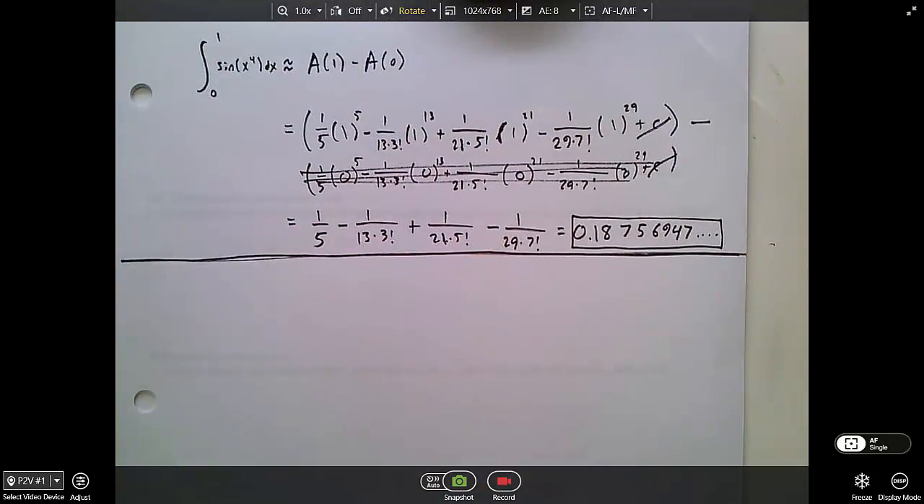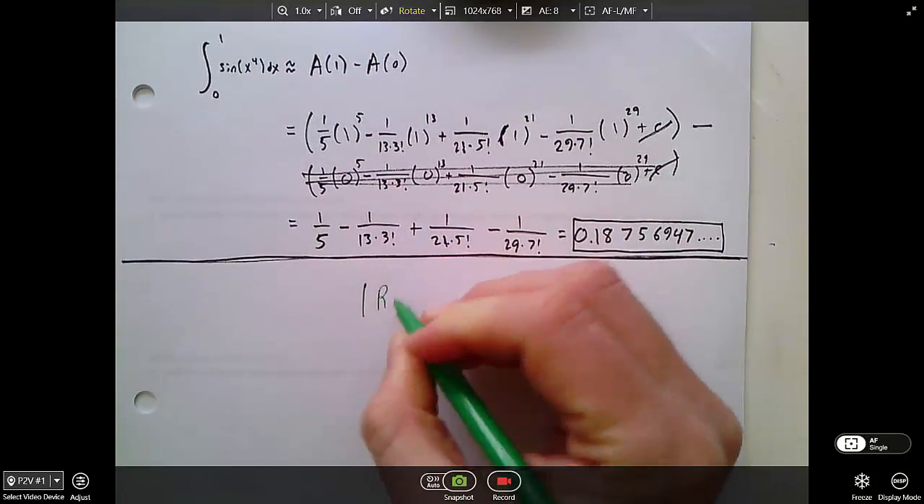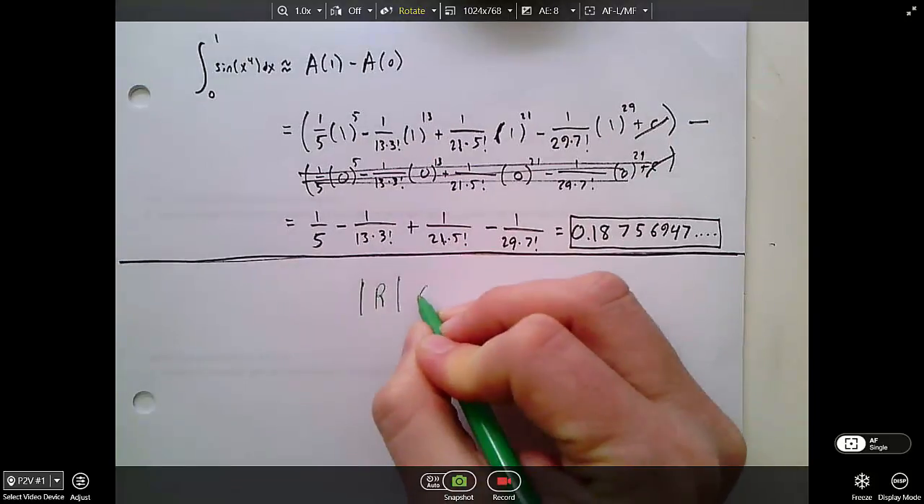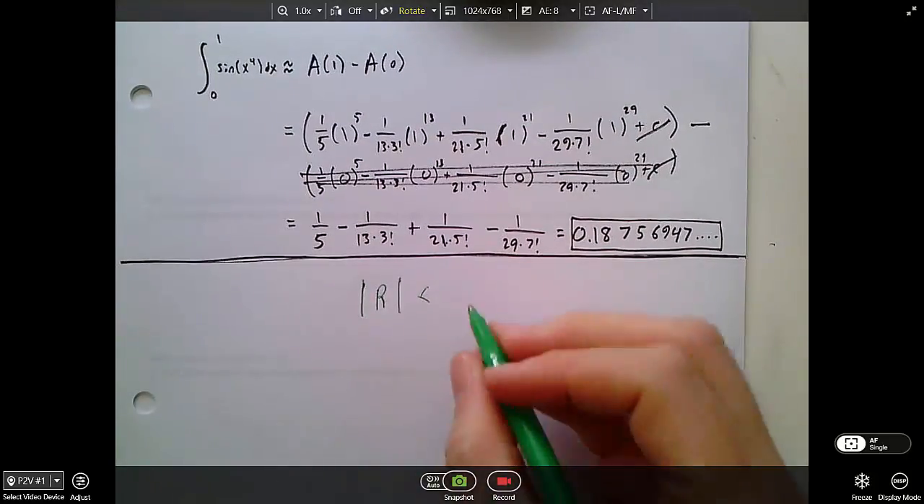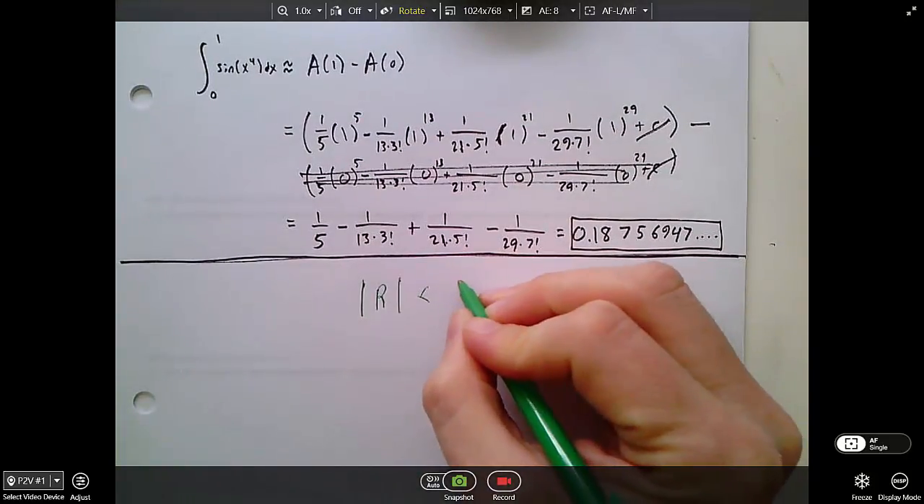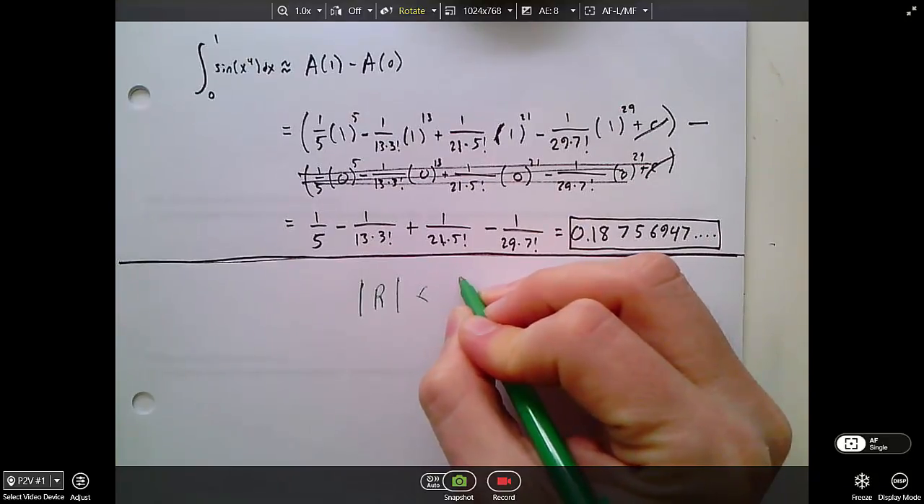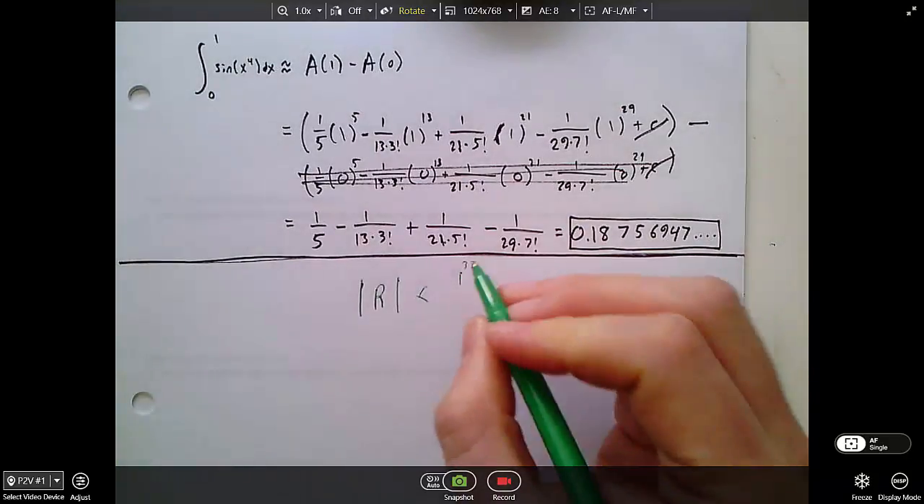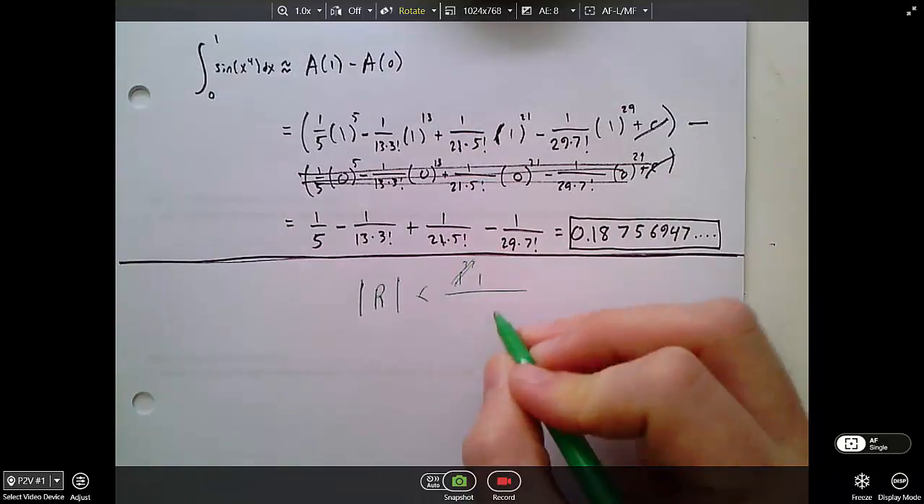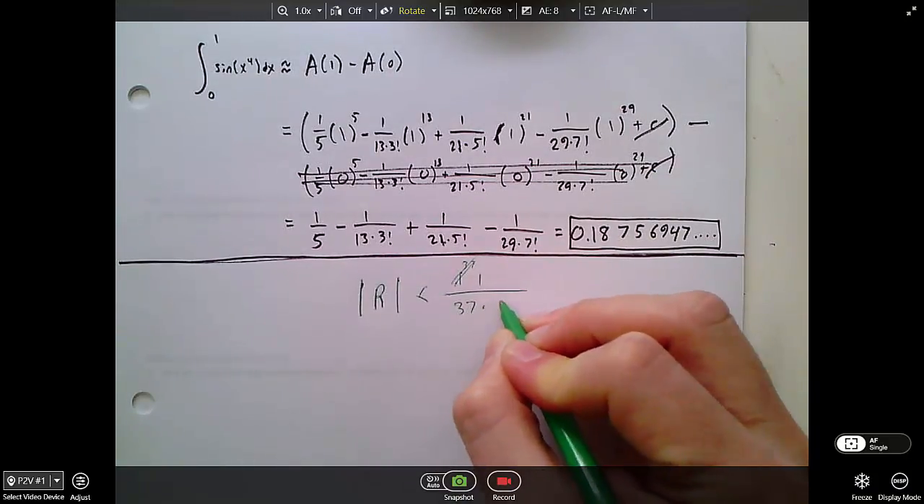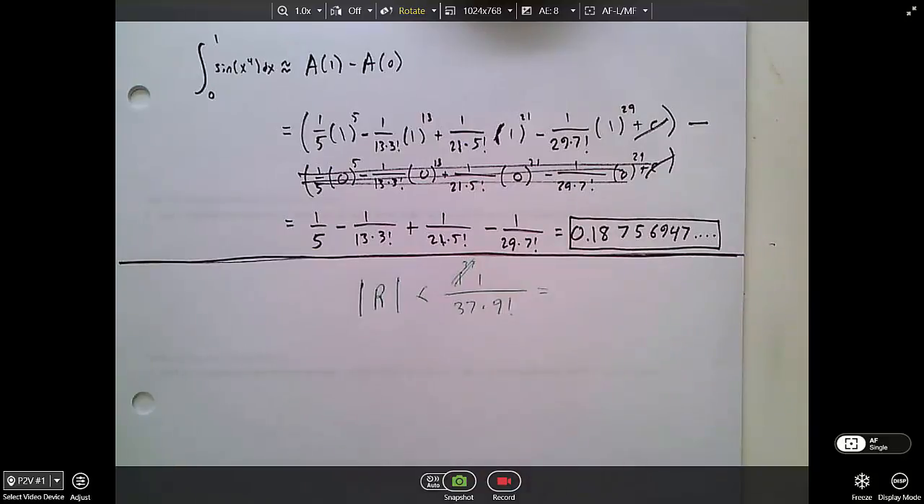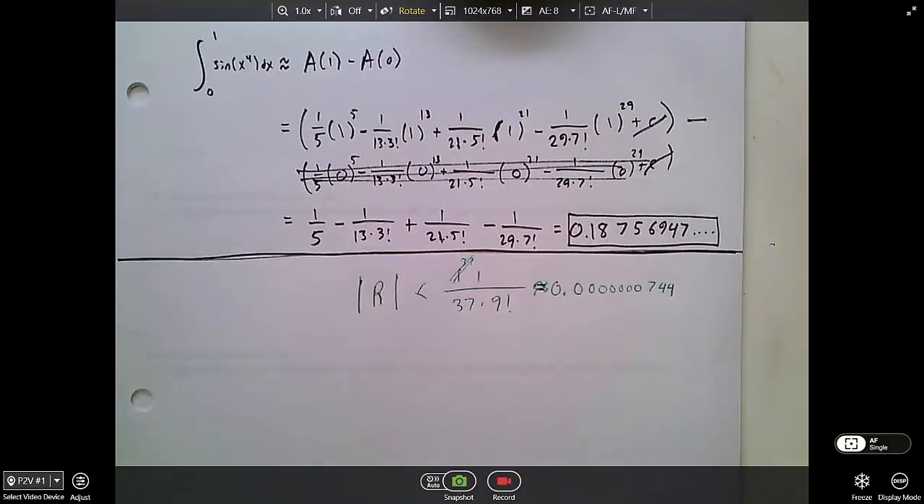So now back over here, I know that the magnitude of my error is going to be smaller than what I get when I evaluate that at 1. So it was x to the 37th, so now it's 1 to the 37th, which is really just 1, over 37 times 9 factorial. And that is equal to approximately 0.0000000744. So actually, wow, that is quite accurate.